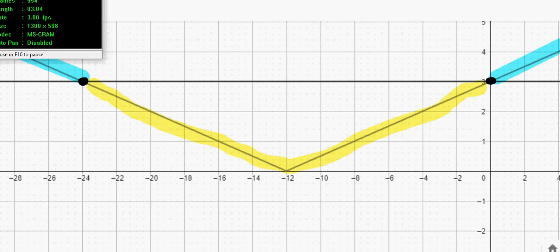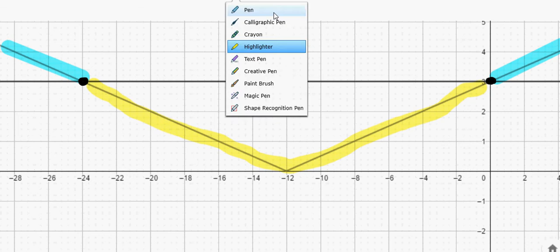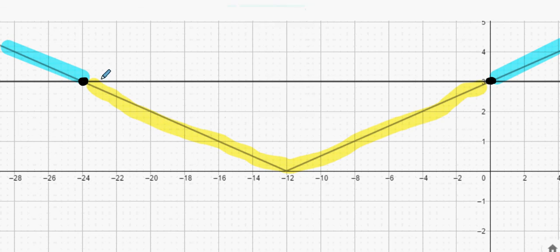Now, next thing. This means x is smaller than or equal to minus 24. And what's the other one? x bigger than or equal to 0. Is that alright? Anybody get it? Yeah, same answer. Perfect. Alright, we're good to go.